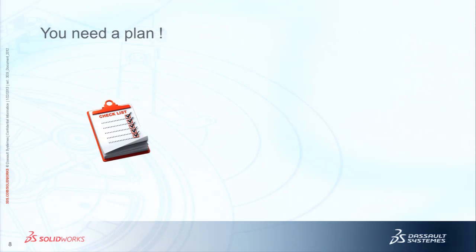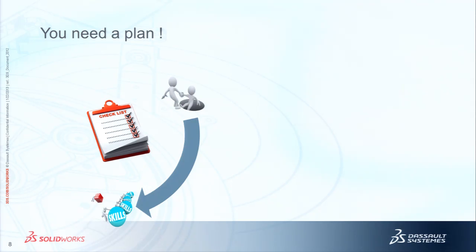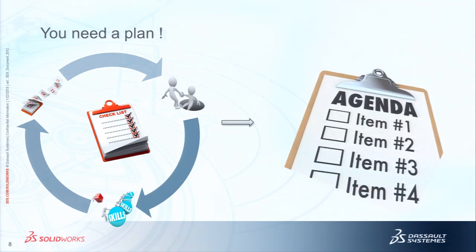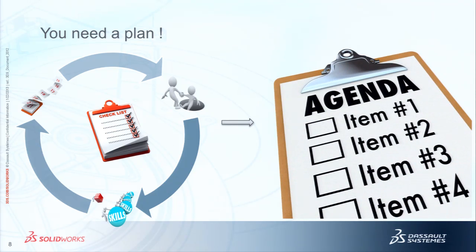Speaking about any migration, you need a plan. You can't afford firing the new product and see how it goes. So you need to follow a checklist, and for each single item, you need an owner for the task. You need this person to be skilled, and you need this person to be available. So once you've got the checklist with owners and tasks to complete, you can put together the agenda.